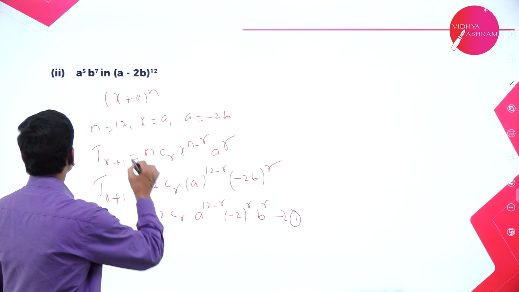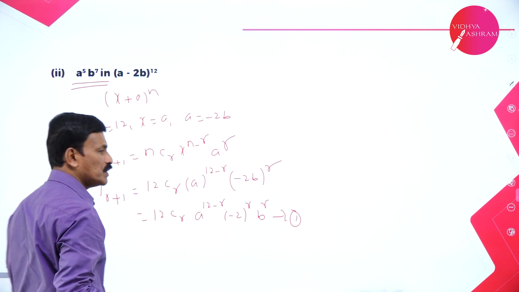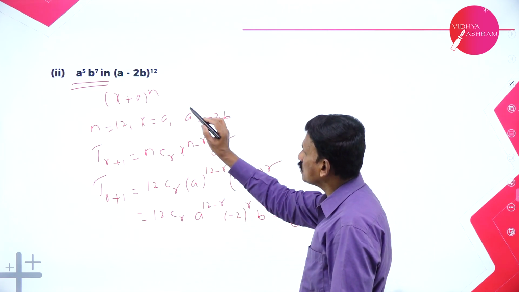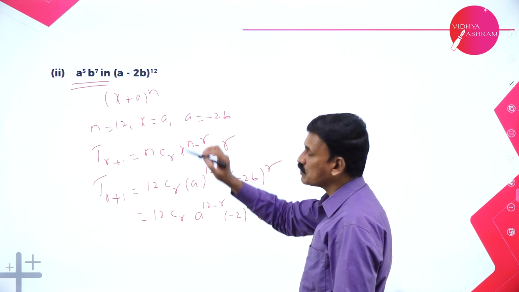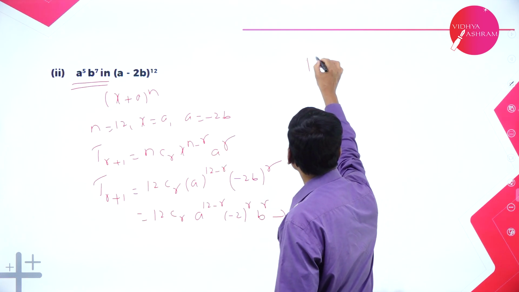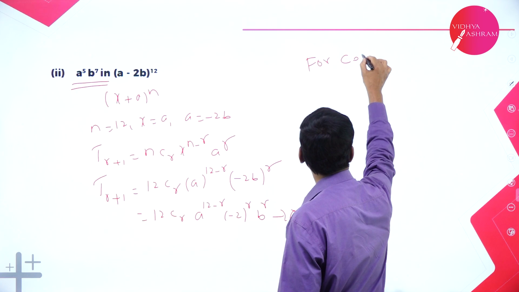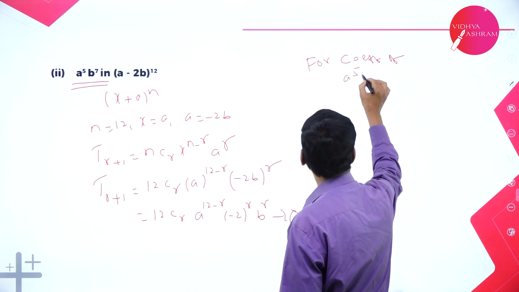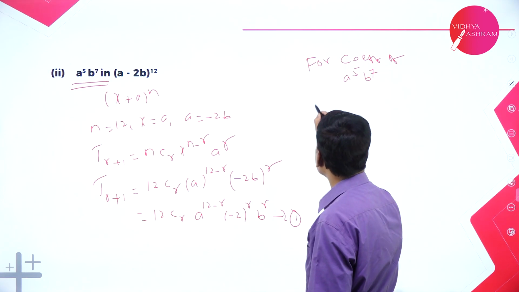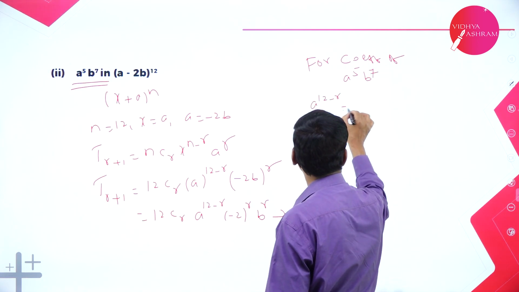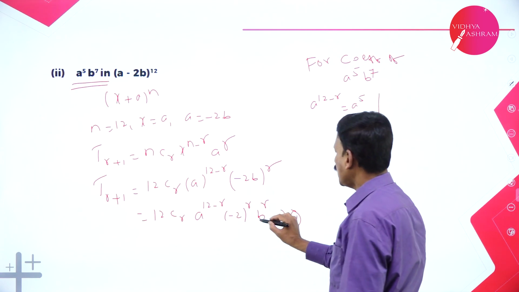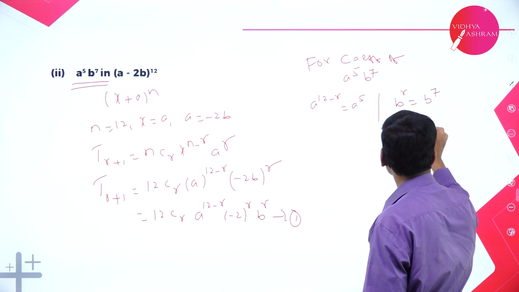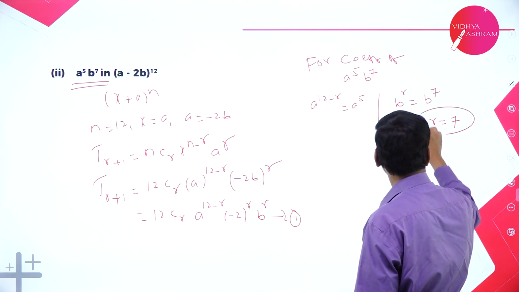Now what is to find? The coefficient of a raised to 5 and b raised to 7. For that, just equate a to the power of 12 minus r to a to the power of 5 and b to the power of r to b to the power of 7. So for the coefficient of a to the power of 5, b to the power of 7, equate it. a to the power of 12 minus r is equal to a raised to 5, and b to the power of r is equal to b to the power of 7. So straight away you can write r is equal to 7 from this.